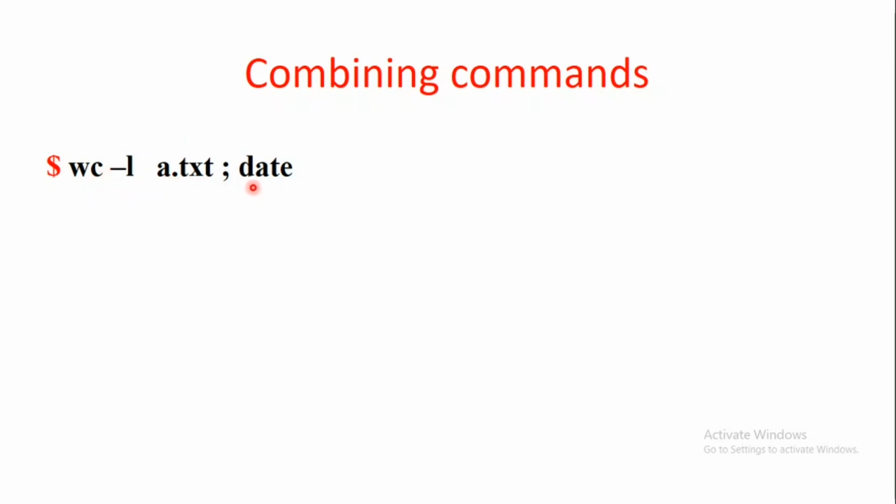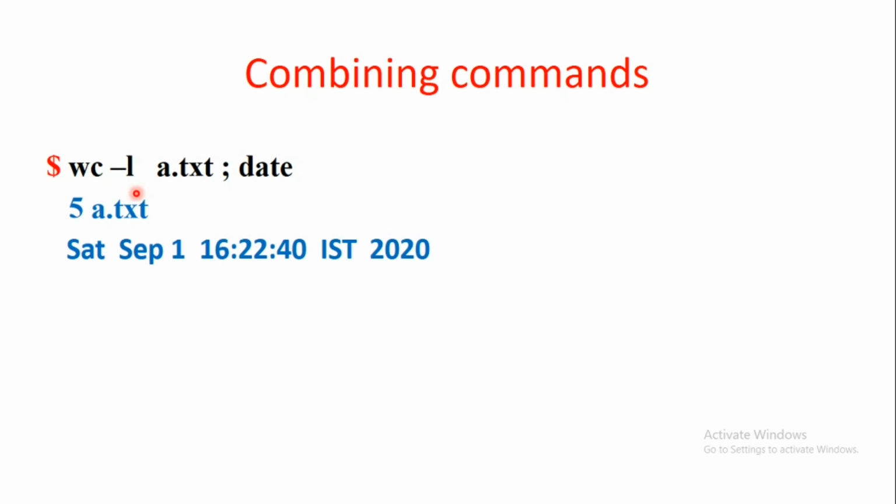Okay, and we have another command which is written on the same line, that is the date command, right? So what output is expected? The output of wc minus l will be shown in line 1, and in the second line, the output of the date command will be displayed. So this is how you can combine multiple commands in the same line.